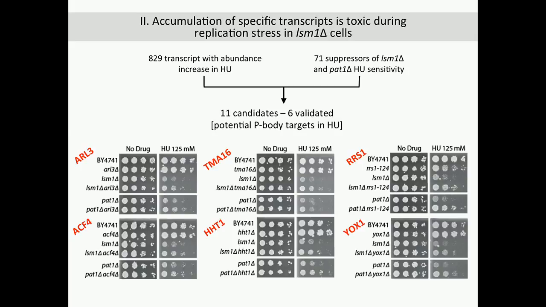And we were quite pleased to find HHT1 among these targets. As I told you, HHT1 is an already known P-body target during HU. And so today I'm going to focus on YOX1 for a few reasons. Can you go on the next?